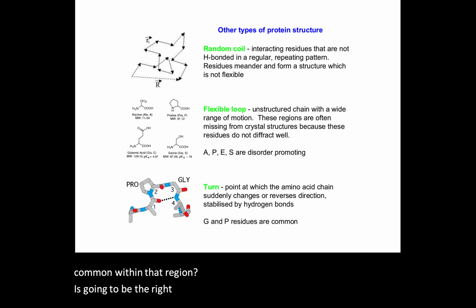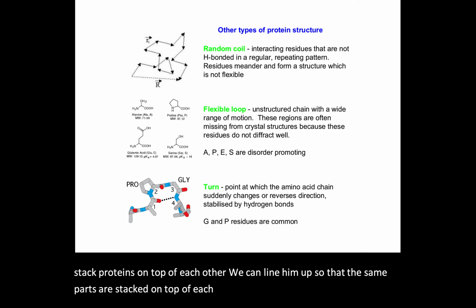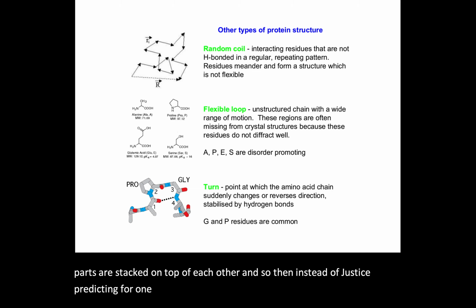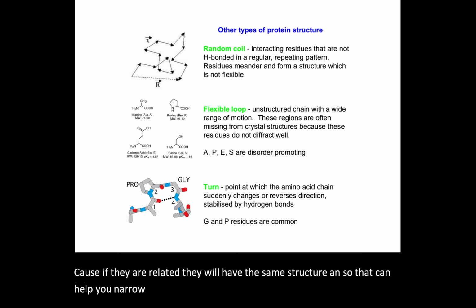The other thing we can do is stack proteins on top of each other. We can line them up so that the same parts are stacked on top of each other. Then instead of just predicting for one protein, we can predict for all of these related proteins, because if they're related, they will have the same structure. That can help you narrow down the options.